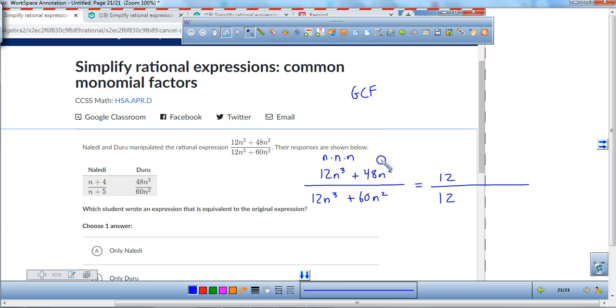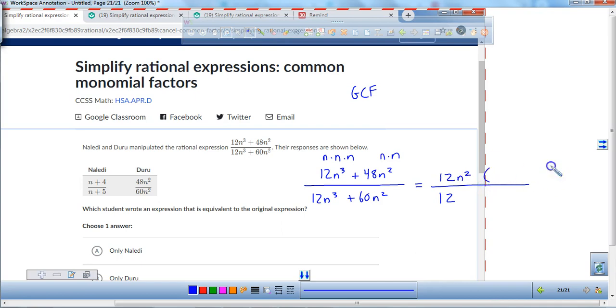And n squared means n times n. So what is the greatest number of n's that you can factor out of both of these expressions? The greatest value is 2. So we can factor out a couple of those. We're going to factor out what's called an n squared, and then open up parentheses.